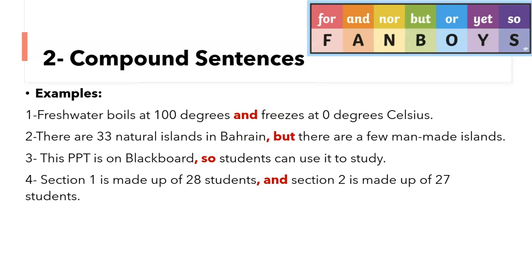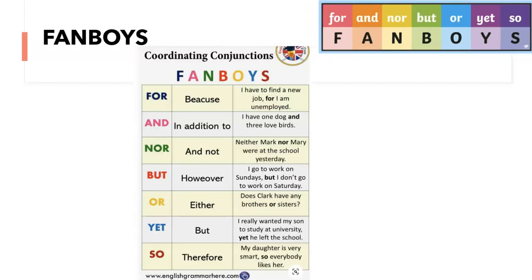Section 1 is made up of 28 students, comma, and Section 2 is made up of 27 students. This PowerPoint is on Blackboard, comma, so students can use it to study. These are examples of compound sentences. Two thoughts, joined by fanboys. Before we put the fanboy, any of them, we put a comma.